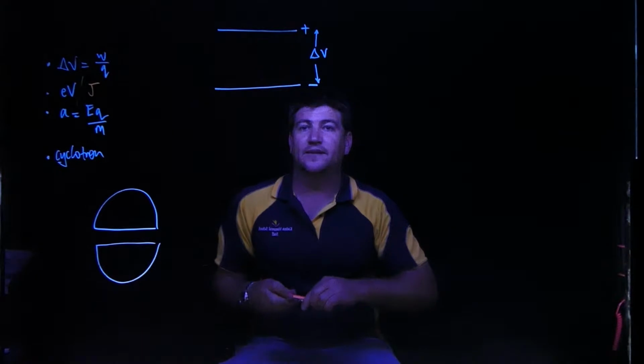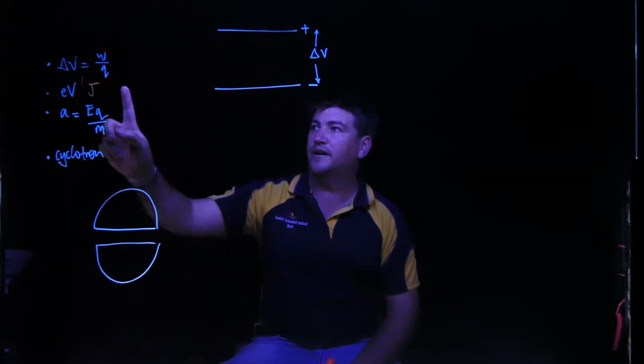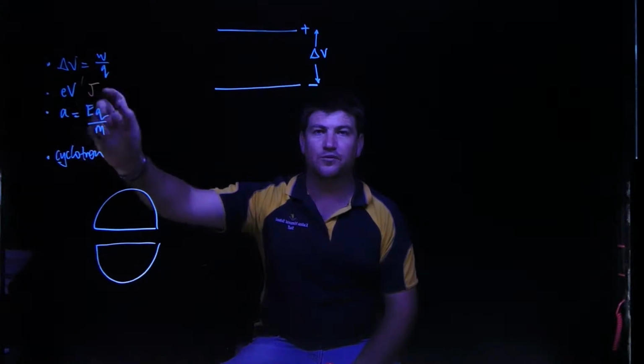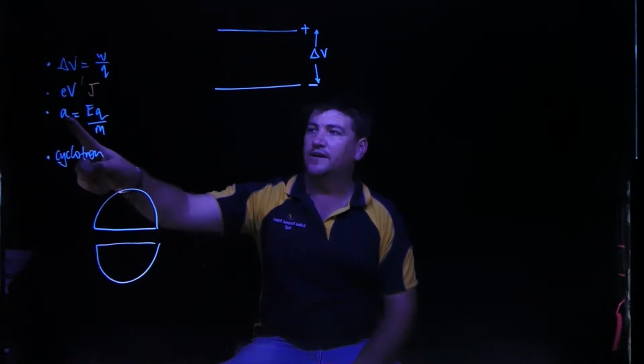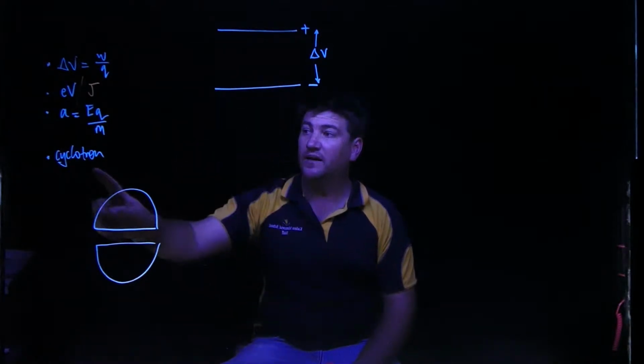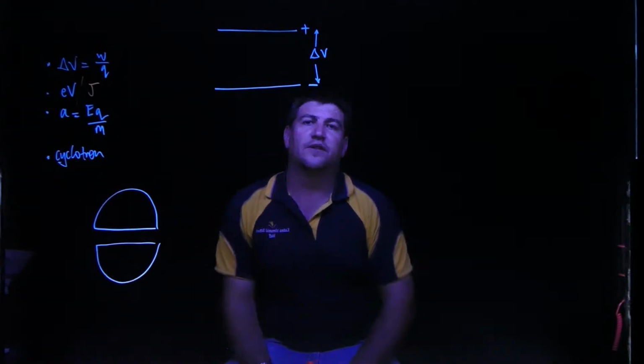Okay, welcome back guys. Today we're going to be talking about potential difference, the conversion from electron volts to joules, they're both energies, the uniform acceleration inside an electric field like the one we've got set up here, and the application for this section, which is the cyclotron.